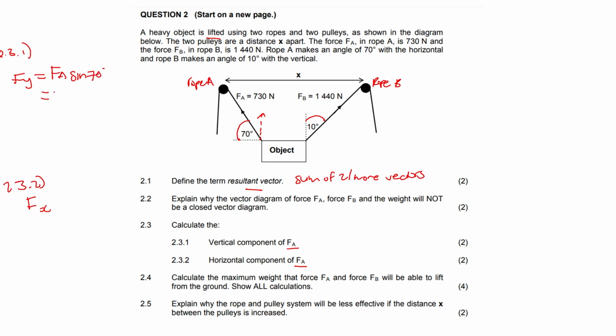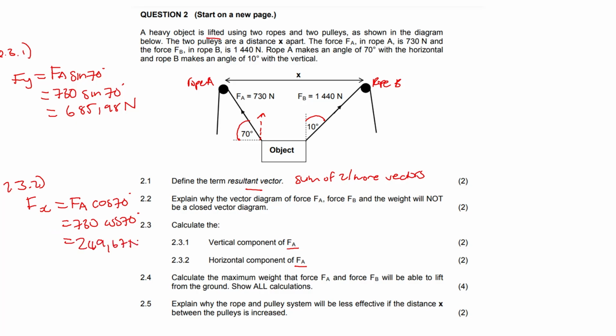You put that into the calculator. You put 730, that's the force of A, and you put sine 70. Plot in the calculator and you get 685,98 newtons. Then for the horizontal component, we have the same force, but here we use cos of 70. So again, you have 730 and now you have cos of 70. You jot that into the calculator and you get 249,67 newtons.